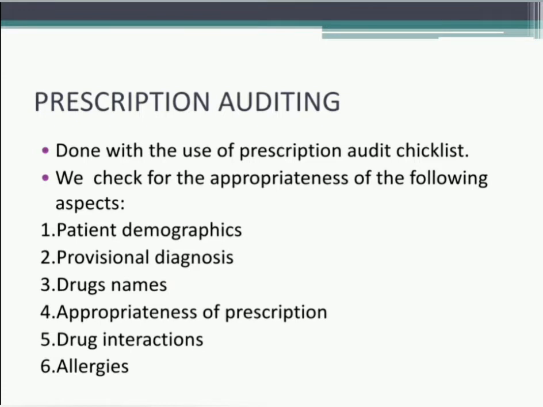We will also check the appropriateness of the prescription. It covers the generic name, the strength, the formulation used, whether the dose is correct, whether the frequency is correct, whether the formulation has any duplication, or whether many drugs are given without indication. So all these things we will be studying there. Next we will check whether there is drug interaction or drug-food interaction. So all that we will be auditing in the prescription.